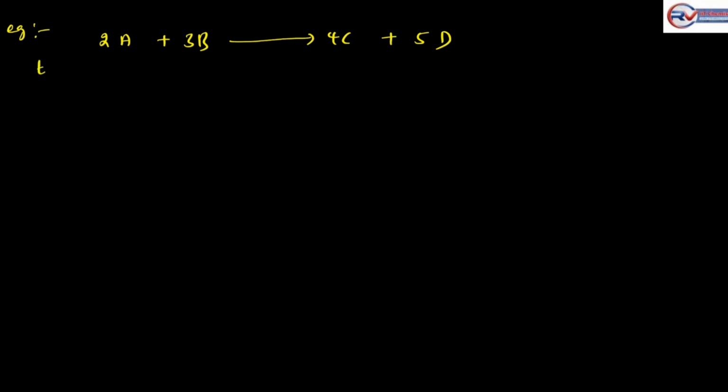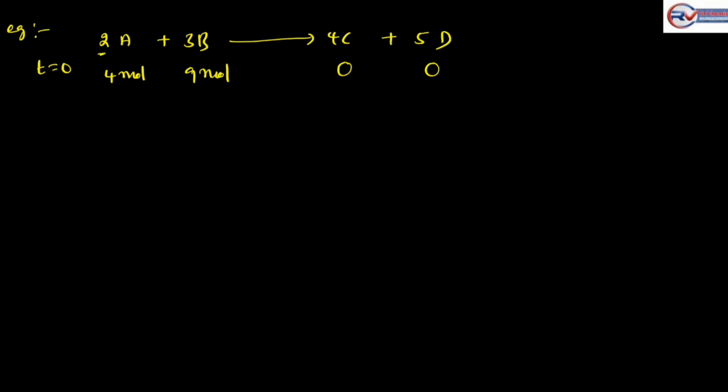Initially, how many moles? I am taking 4 moles of A and 9 moles of B initially. The products will be 0 initially. Let's find the limiting reagent in the given reaction.